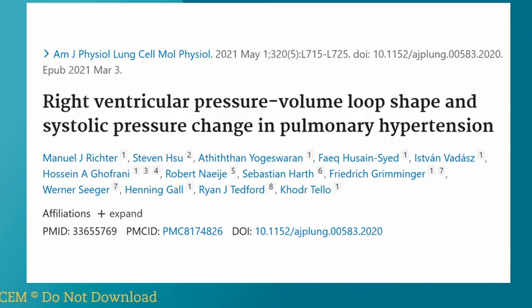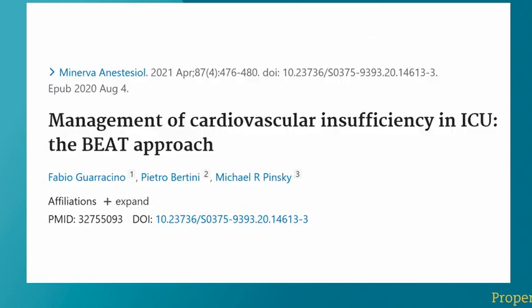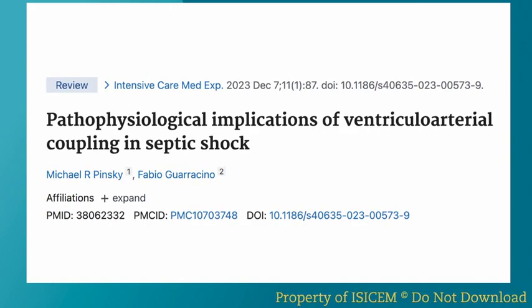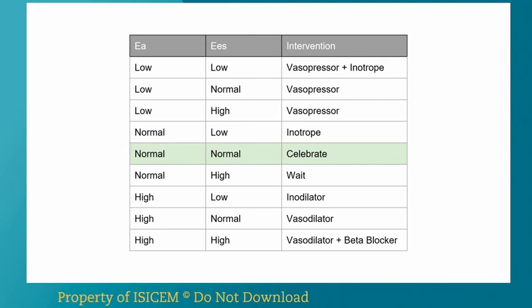So we know from the literature on this that there can be many variations in the way these pressure volume loops look. This is for the right heart, but that doesn't really matter. The idea is that you have a physiological concept in your mind on how to approach heart-lung interaction. And as suggested by Pinsky, there are multiple strategies depending on the elastance of the arterial side versus the elastance of the ventricular side. If they're both normal, we can, of course, celebrate and go home. But if they're both low, we might need a vasopressor plus inotrope.